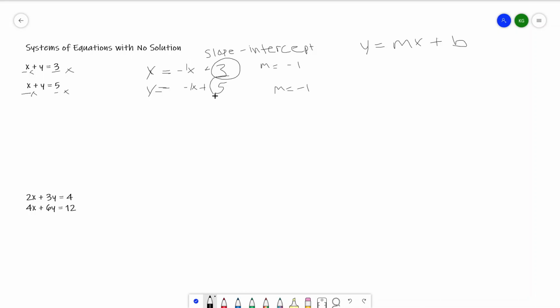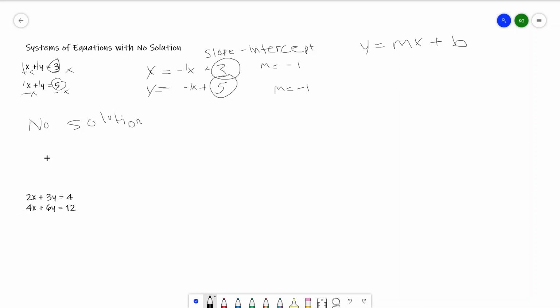b, the y-intercept, is different for both of them: you have 3 for one and 5 for the other. So there will be no solution to that system. Now here's a quick trick. You can look at the coefficients of the equations in the system. If the coefficients are the same, say 1, 1, 1, 1, but the constant is different, we can conclude that the system will have no solution because the lines will be parallel and you won't be able to find a point of intersection.